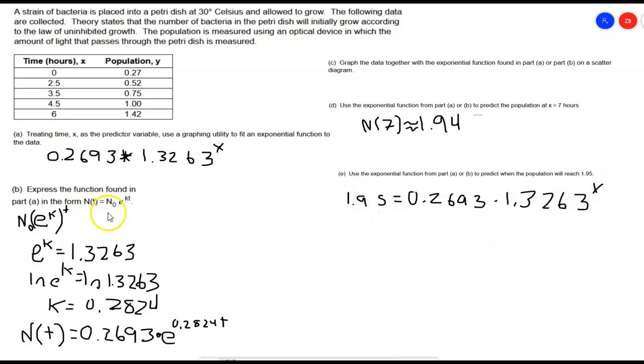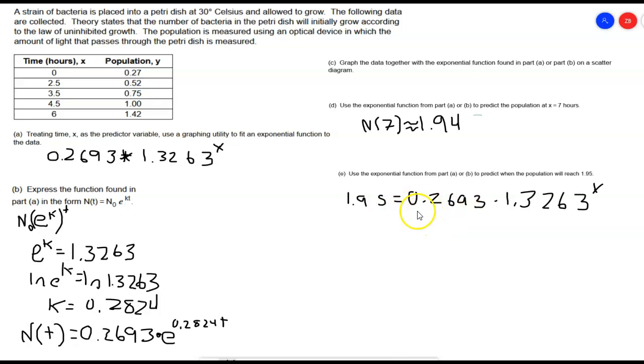And that's just from this kind of equation right there, or you can actually use that one right there, either way. And if you look here at our chart, it looks like it's going to be some amount of hours over 6, right? Because the population is growing, and 1.95 is larger than all of these. So I'm expecting a time that's going to be larger than 6. Since it's an exponential growth, maybe 7, somewhere around there. But let's check this one out.